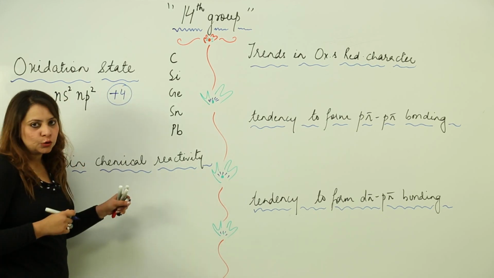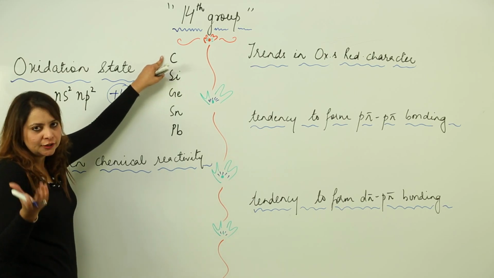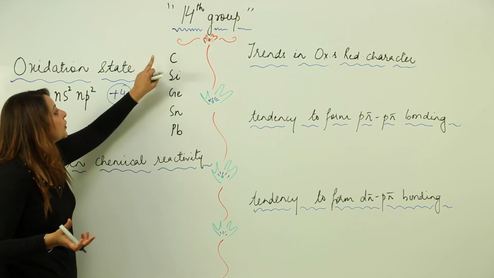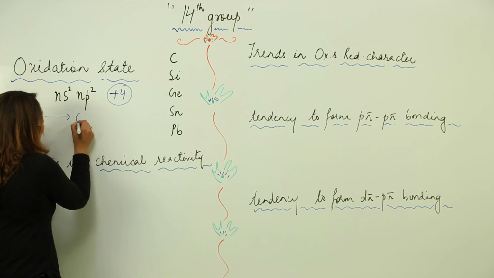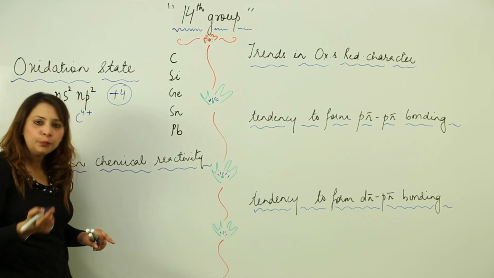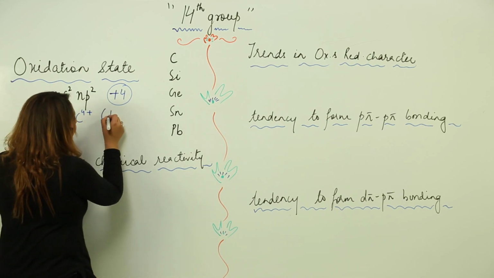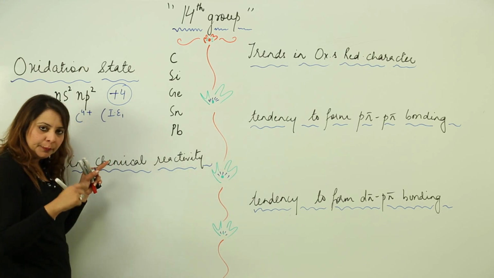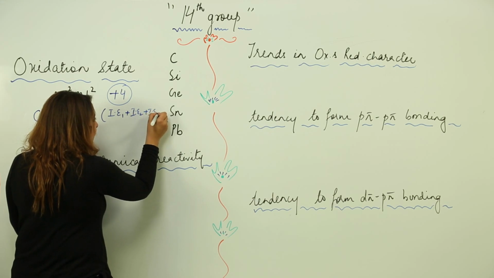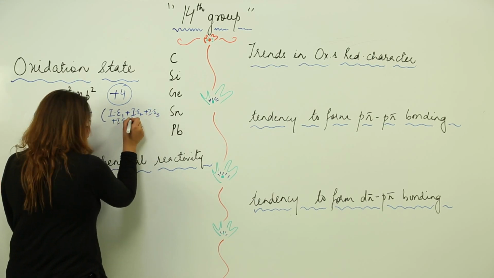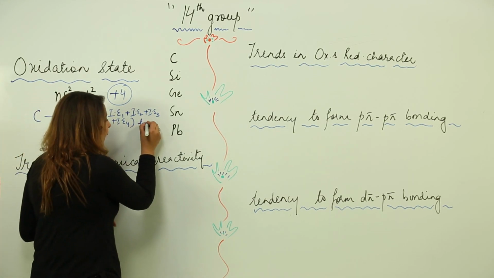But what do we actually see in this? If I consider carbon, as you know, carbon is exceptionally small in size because it is the first member. So it is very difficult to convert carbon into C4+. In converting C into C4+, for removing the first electron we give ionization energy 1, then ionization energy 2, then 3, then 4. So the sum of all these four ionization energies is quite high.